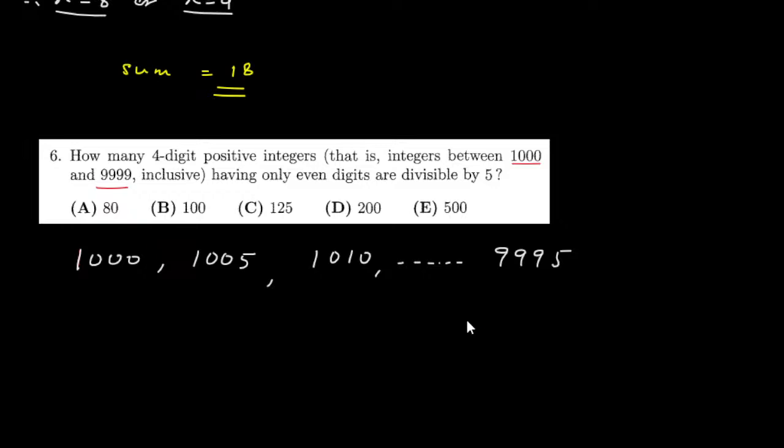So now the question is really tough, because here they want us to find numbers having only even digits. Okay, now here we can see that the numbers have even as well as odd digits possible.